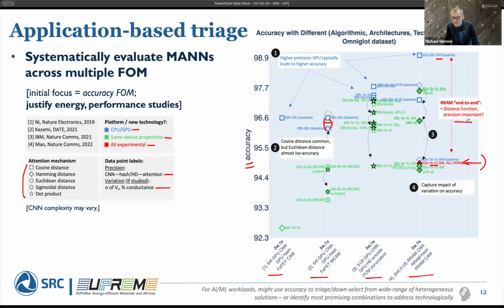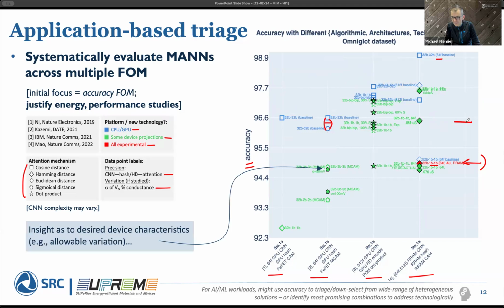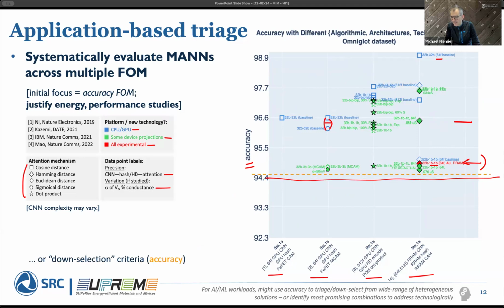But we think we can use a chart like this to get some insight as to what device characteristics might be acceptable. If I'm a customer, for example, I can say I have to have an accuracy above a certain threshold, and then I can eliminate the solutions that are below that data point. We think some of these FE-FET associative memories can get us up into the space that you see up here, and I'm going to talk about what they would have to look like for that to happen.